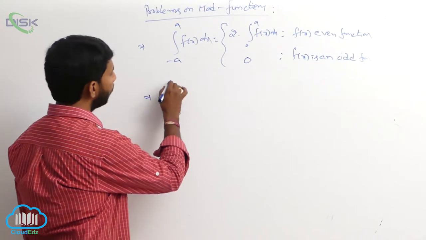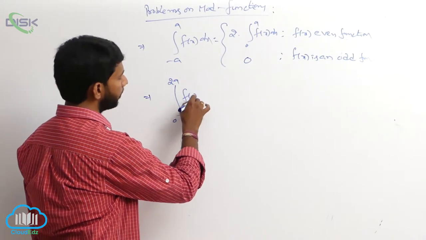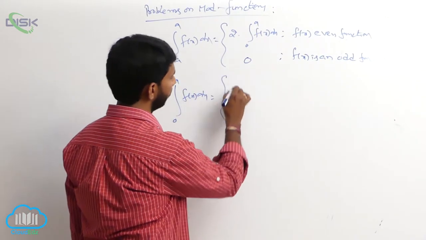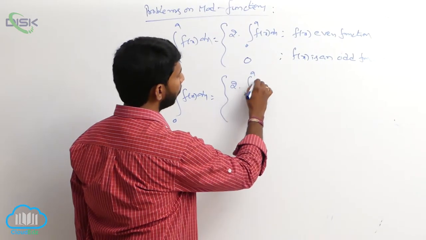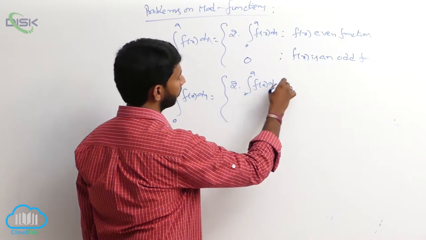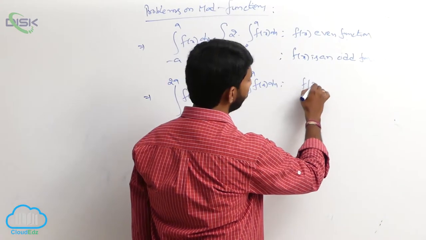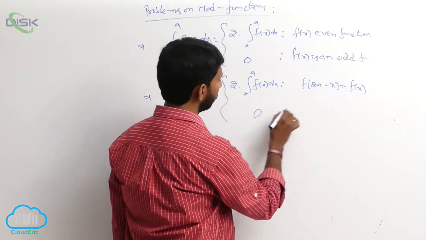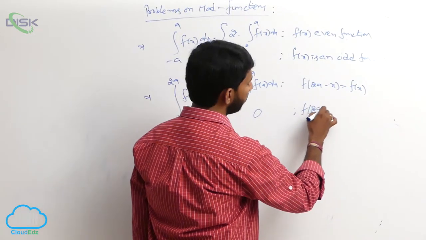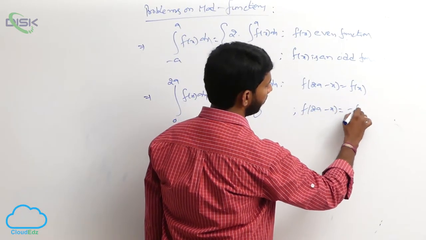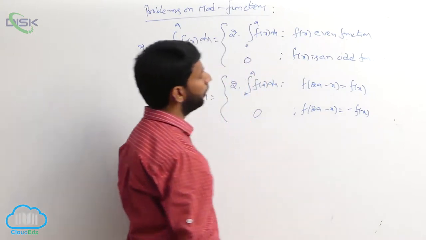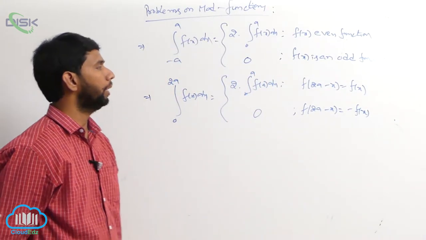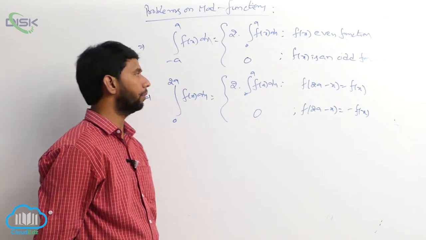And similarly, integral from 0 to 2a of f of x dx is equal to 2 times integral from 0 to a of f of x dx when f of 2a minus x equals f of x, and 0 when f of 2a minus x equals minus f of x.